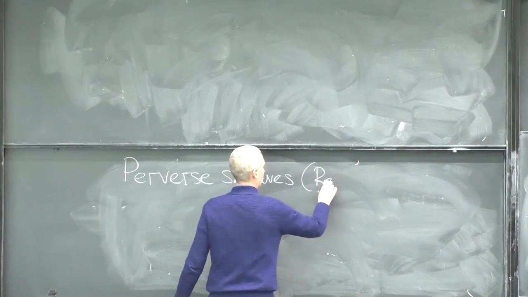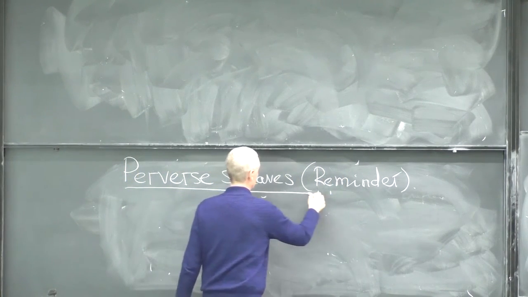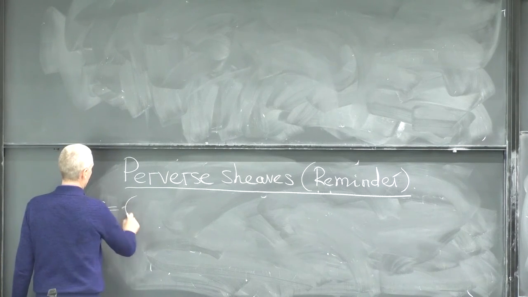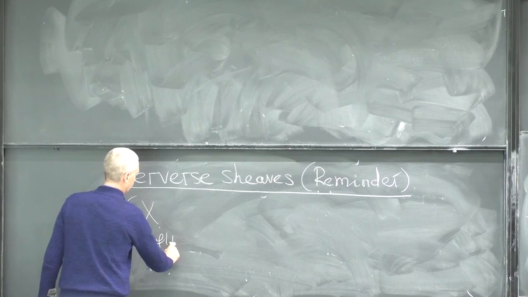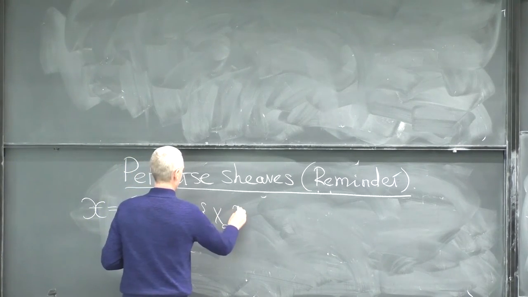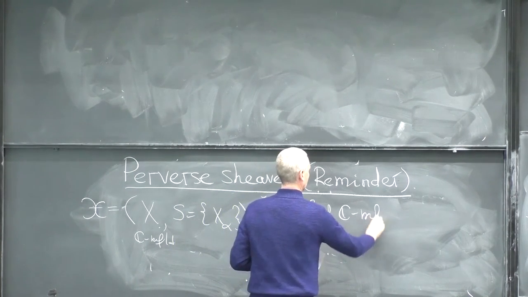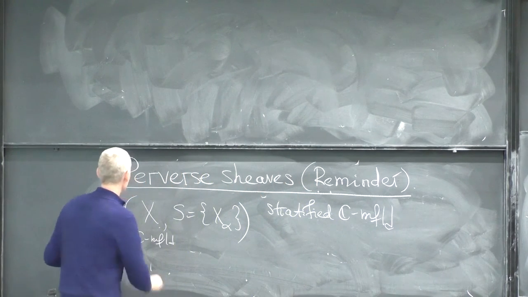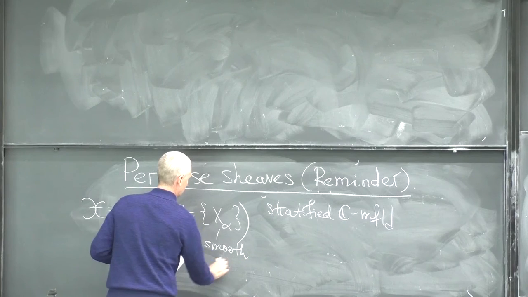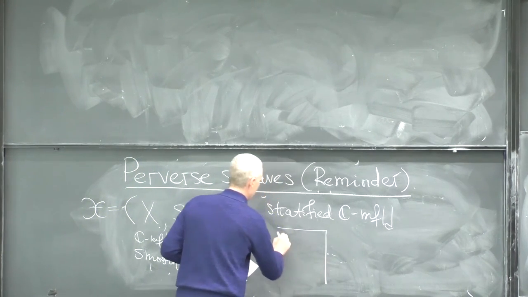So this is basically a reminder which will take the entire lecture today. So we start with a stratified space X, which consists of a complex manifold and a set of strata. So we assume that it is smooth. And those are also smooth and locally closed. But the closures may be singular. So the picture would be something like this.